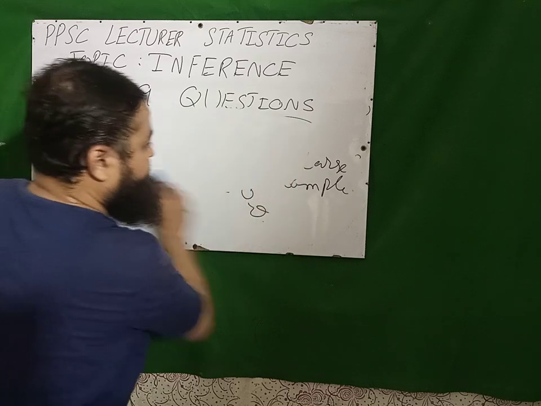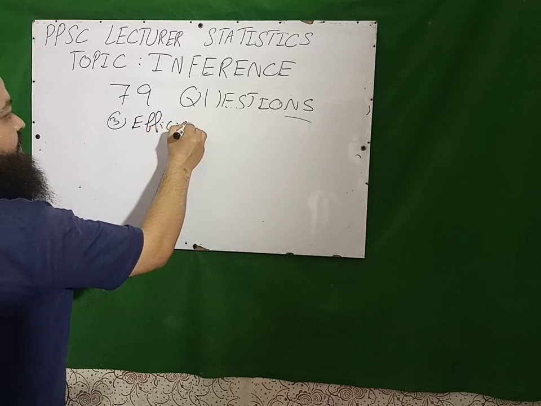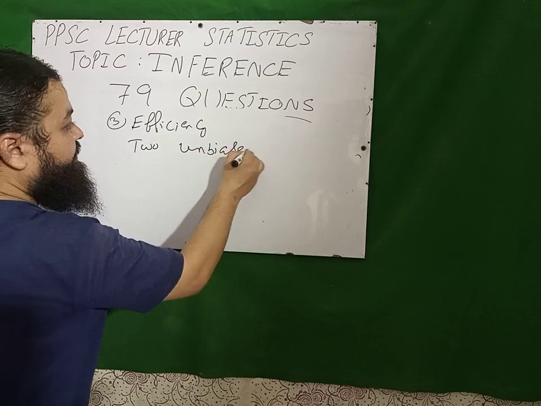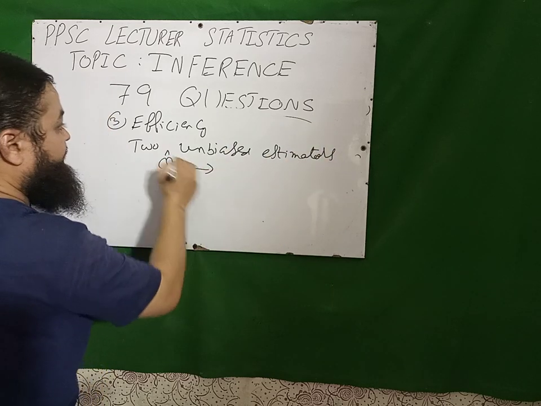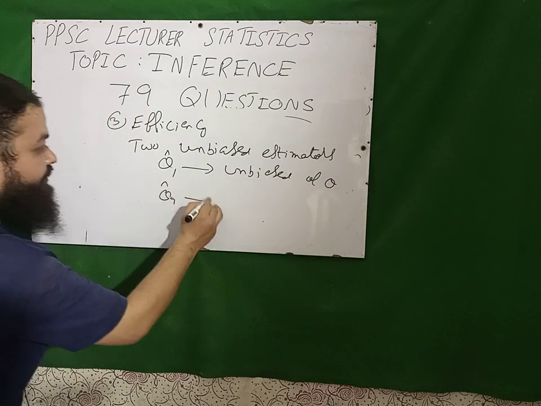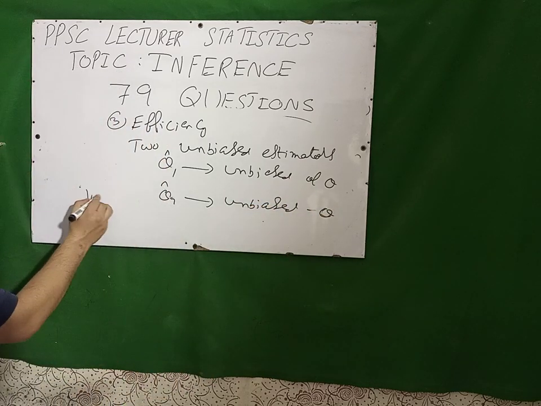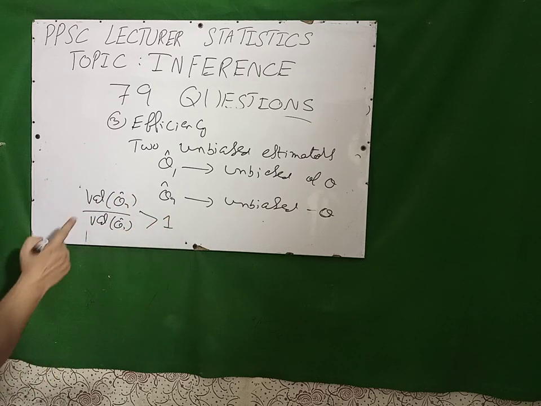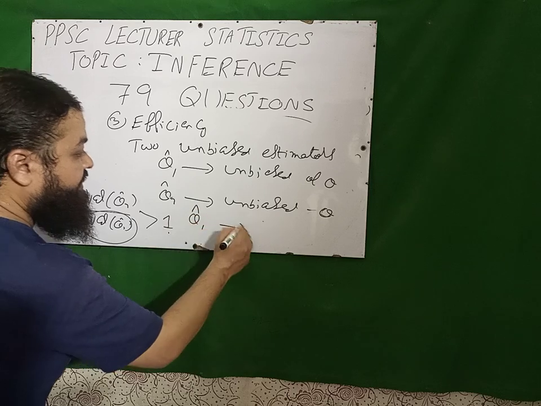Next is efficiency. Whenever we have two unbiased estimators, for example, theta 1 cap is an unbiased estimator of theta, and theta 2 cap is also an unbiased estimator of theta, then if the variance of theta 2 cap over the variance of theta 1 cap is greater than 1, theta 1 cap will be more efficient than theta 2 cap.